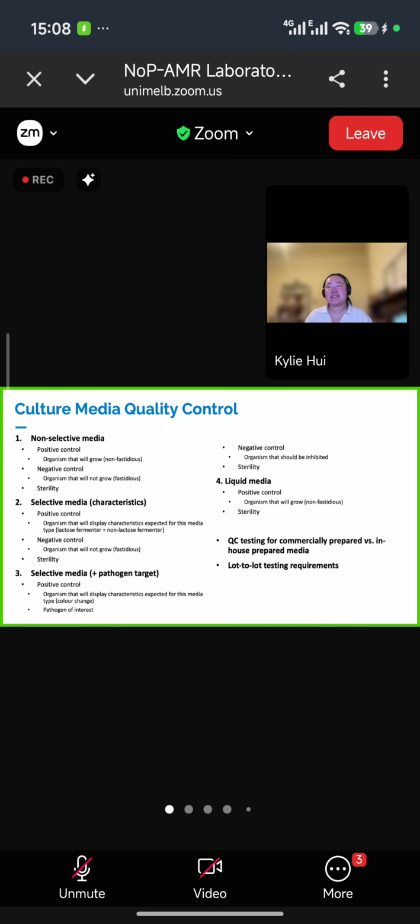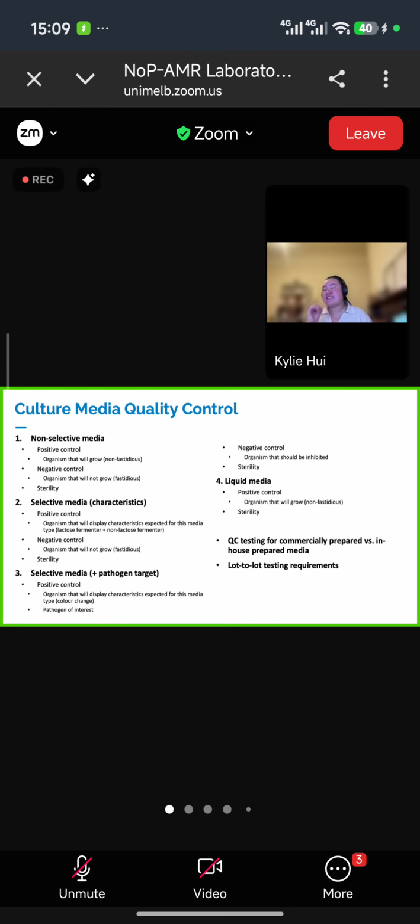Liquid media is a little bit different because there isn't quite such a thing as a negative control, depending on what type of liquid media you're looking at. If you're looking at things to enhance growth for specific types of organisms, most of them will go turbid. So it's quite hard to actually have a negative control for some liquid media. But a positive control would be an organism that will grow, and also sterility.